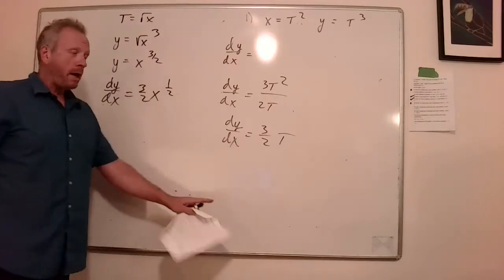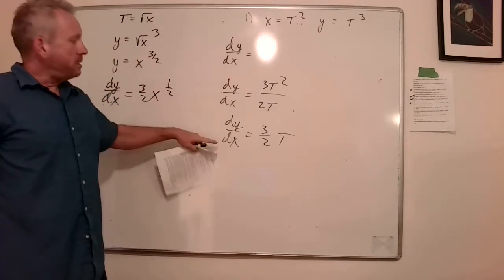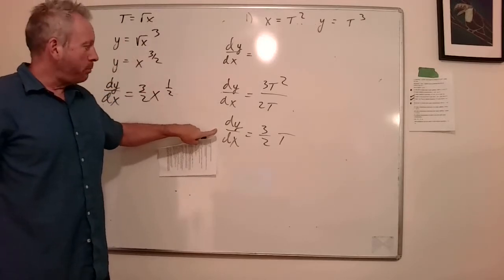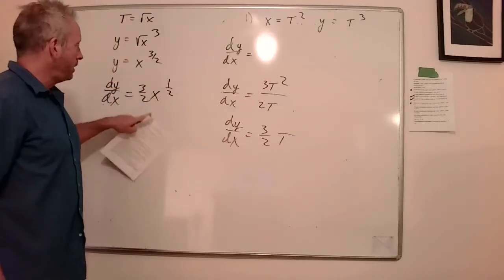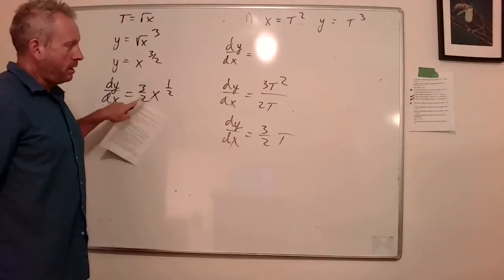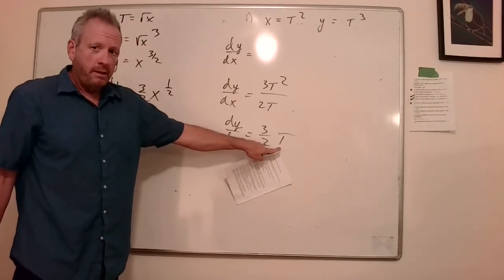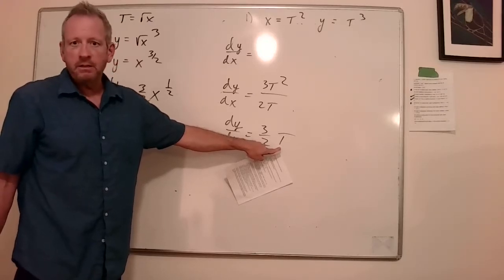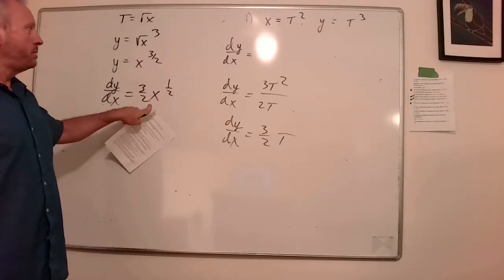Now they look different, but watch out. Remember, this is the slope of a tangent line at a point on the curve, but it's as a function of t, the parameter. Here is a function of x. So to compare these, we either have to substitute in, we have to write t as a function of x and make a substitution there, or x as a function of t and make a substitution there.